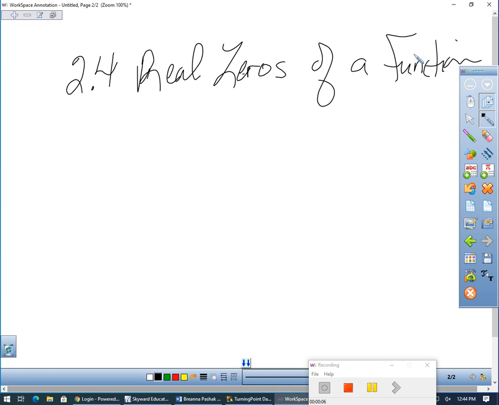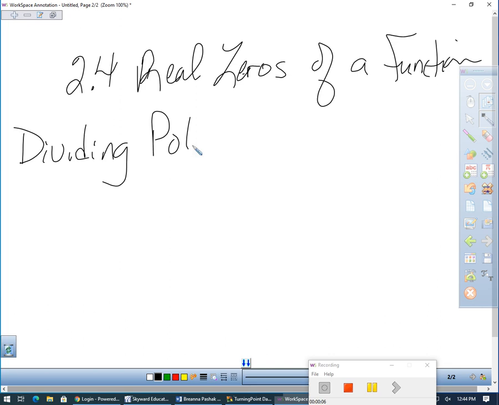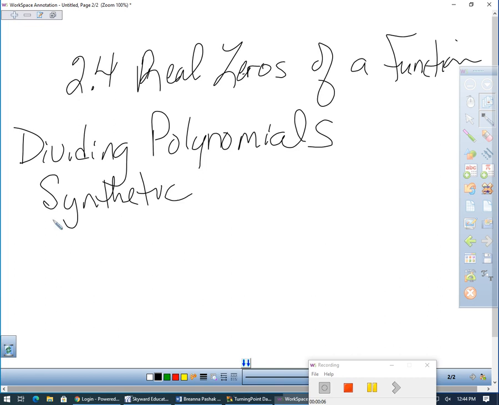Make sure we got those before we add on to it, even though it's all stuff we did last year, right? Okay, so to find our real zeros, we need to talk about dividing polynomials. We have three methods we can divide by. We have synthetic, we have long, and then we had the box.